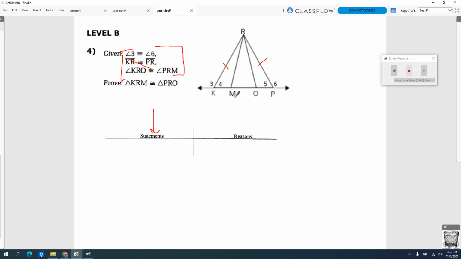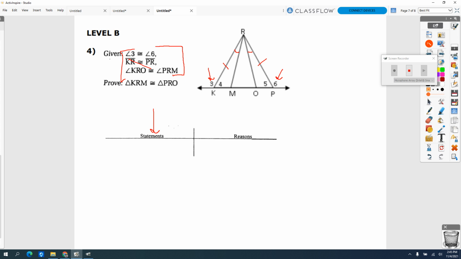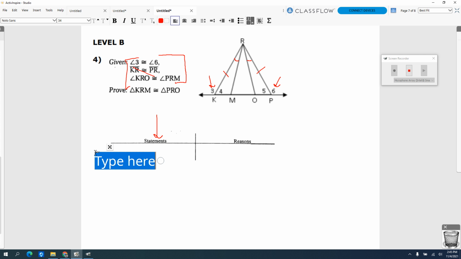KR and PR. KRO is this angle right here, and this angle right here are congruent. So we have a side and an angle, and we're given angle 3 is congruent to angle 6. But we need to prove that angles 5 and 4 are congruent. The first thing I'm going to say, and I actually don't need any of the givens for this, is that the measure of angle 3 plus the measure of angle 4 is equal to 180 degrees. And we could also say the measure of angle 5 plus the measure of angle 6 is equal to 180 degrees. The reason for both of those would be the linear pair property.